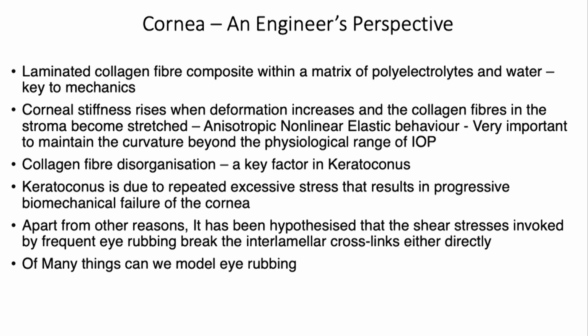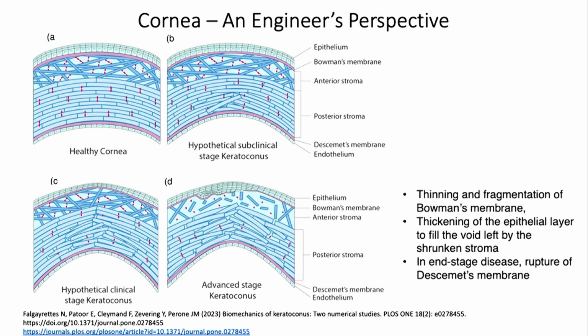So many times the material behavior or the material characterization follows the function. It does that in the heart, and it does that in this case: the corneal stiffness, which is governed by the anisotropic hyperelastic behavior, evolved to maintain the curvature beyond the physiological range of, say, 15 mm of mercury. The major problem in keratoconus is the collagen fiber disorganization. You can see that disorganization, from a paper, and the difference between a healthy cornea and an advanced stage keratoconus.